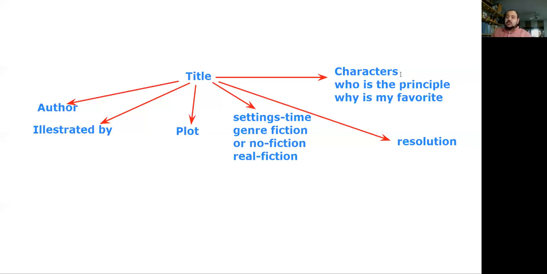And also you need to analyze characters, they are important. Make a list of characters, analyze them, what is the principal one, what is your favorite one, and why. And the end of the resolution is basically how the problem that occurred during the plot, in other words, if the plot is solved or not. So plot and resolution are linked.